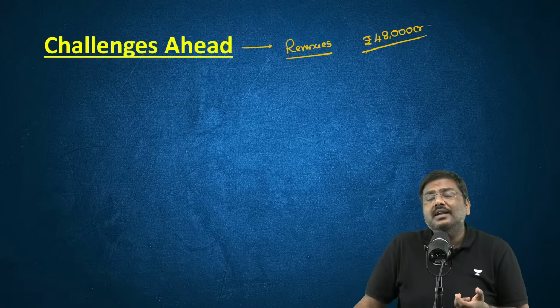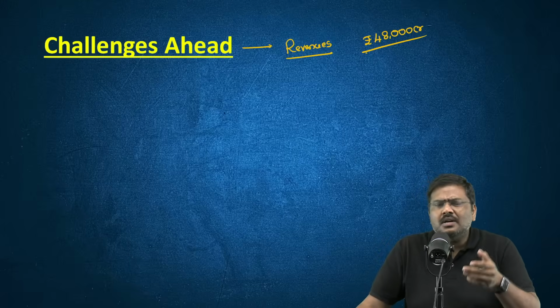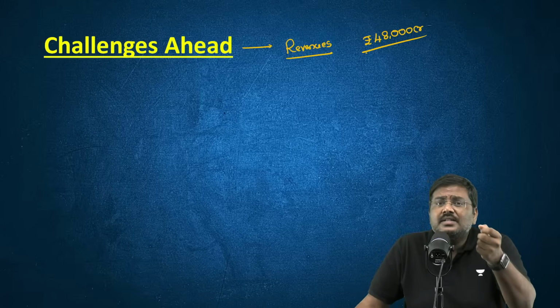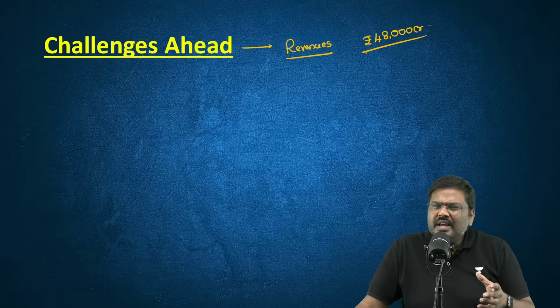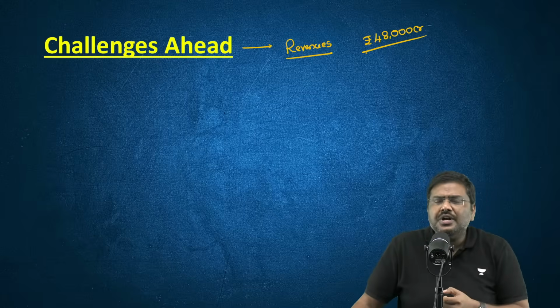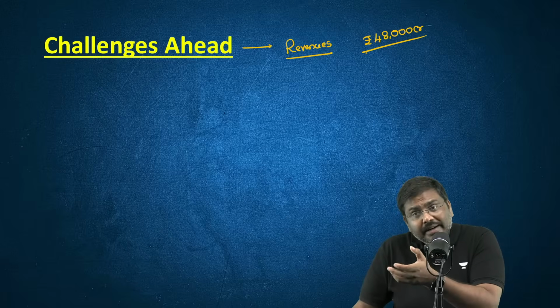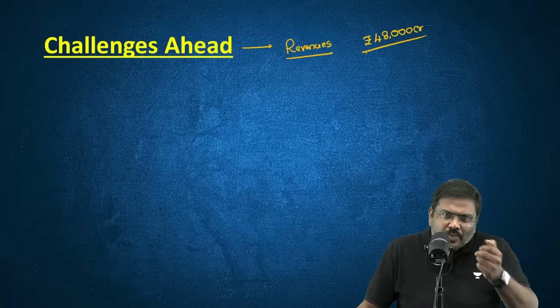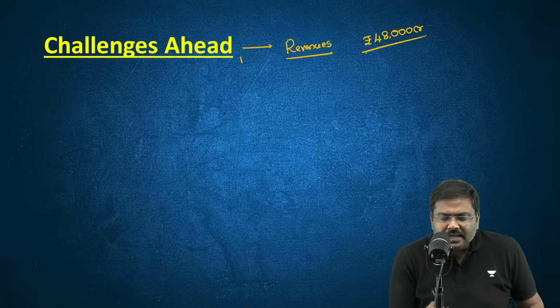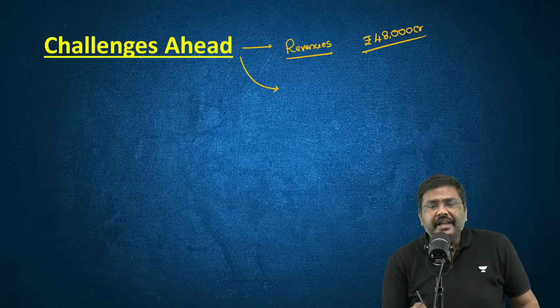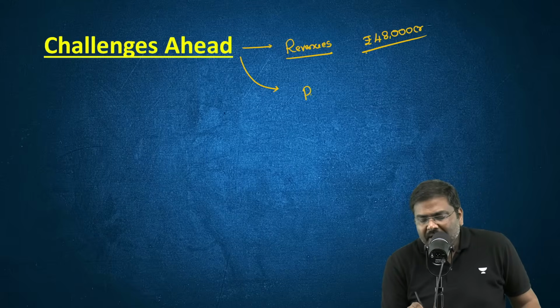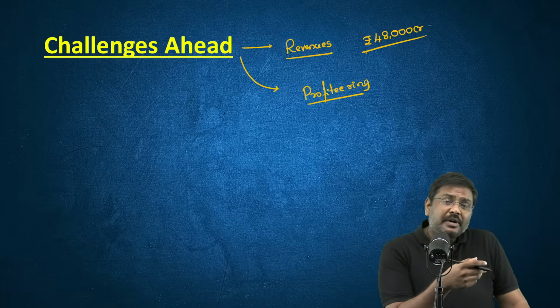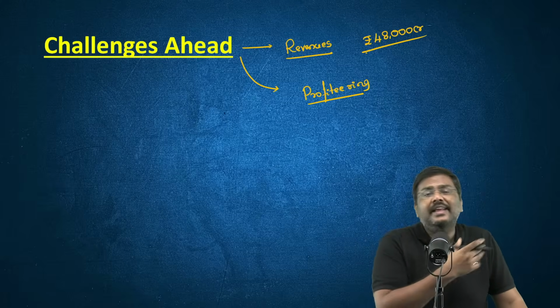That's not a small number, by the way. That's a very large number, especially looking at certain states which are already under financial pressure. For them, the number which will go to the states will be a very big number. That is one concern. The second concern is profiteering. How will the government ensure that there is no profiteering now?